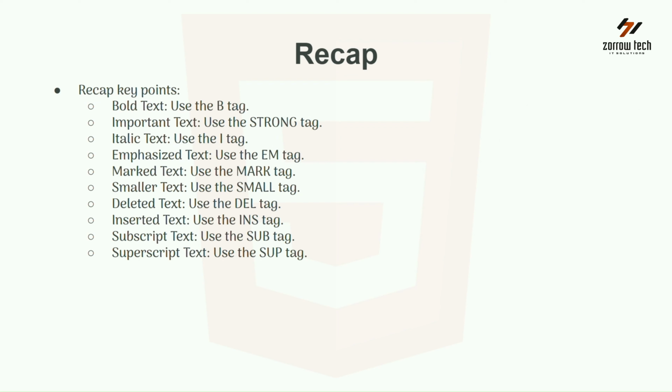Recap. Let's quickly recap what we've covered. Bold text, use the B tag. Important text, use the strong tag. Italic text, use the I tag. Emphasized text, use the EM tag. Marked text, use the mark tag. Smaller text, use the small tag. Deleted text, use the DEL tag. Inserted text, use the INS tag. Subscript text, use the SUB tag. Superscript text, use the SUP tag.